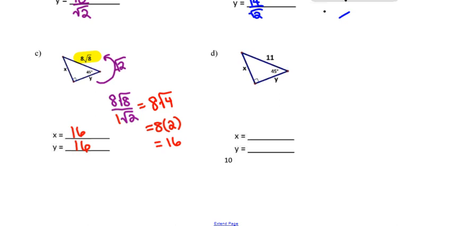Letter D, again, I have this 45, 45, 90 right triangle, or this isosceles right triangle. To go from the leg to the hypotenuse, we multiplied by the square root of 2. So in order to start with a hypotenuse and find the length of either leg, we have to divide by the square root of 2. And that makes both of those legs 11 divided by the square root of 2.